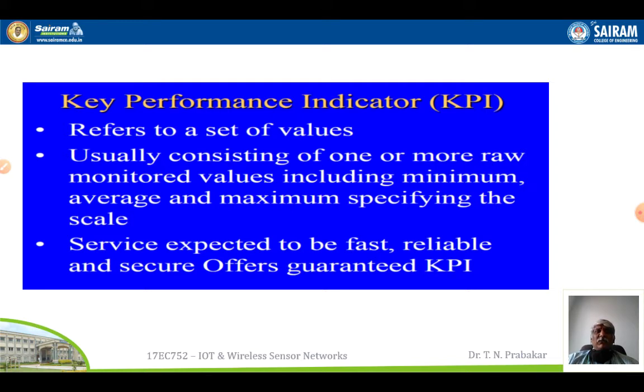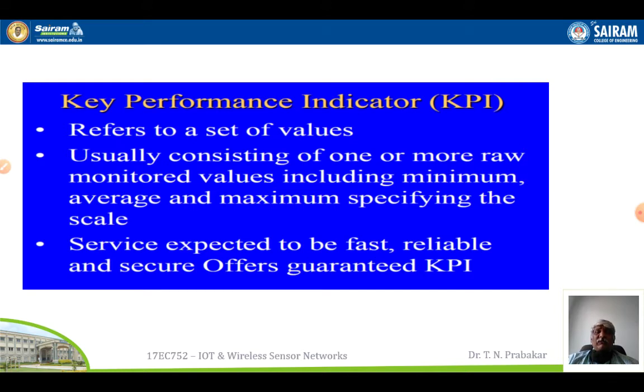So these are the key performance indices or indicators, and they refer to a set of values, usually consisting of one or more raw monitored values including minimum, average and maximum, specifying the scale, right? Say, for example, what is the minimum time of computation when it is used in your system, and if it is used on the internet as a cloud service, what is the minimum time of computation, what is the maximum time of computation, what is the maximum memory usage, what is the average time of computation, average memory use, what is the energy consumed, and some other parameters, right? These are some of the parameters which can be taken as key performance indicators.